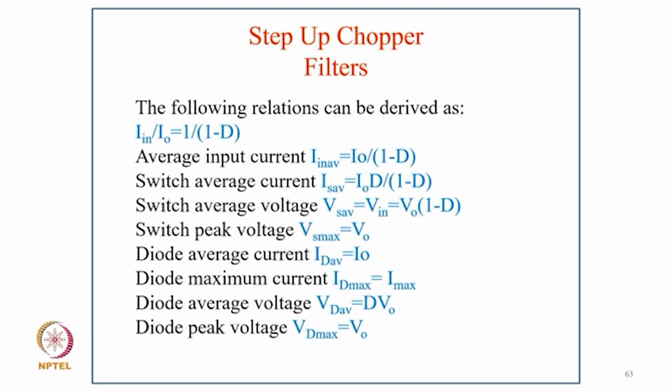The following relations can be derived: I_O/I_in = 1 - D, and the average input current is I_in average = I_O/(1 - D). The switch average current is I_S average = I_O D/(1 - D), the switch average voltage is V_S average = V_O (1 - D), and the switch peak voltage is V_S = V_O. The diode average current is I_D average = I_O, the diode maximum current is I_D max = I_max, the diode average voltage is V_D average = D V_O, and the diode peak voltage V_D max = V_O.